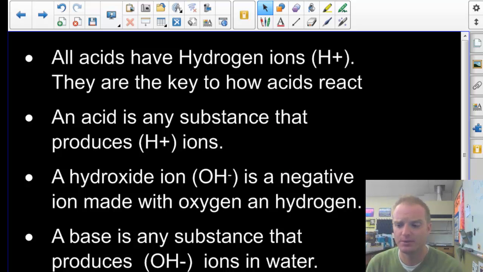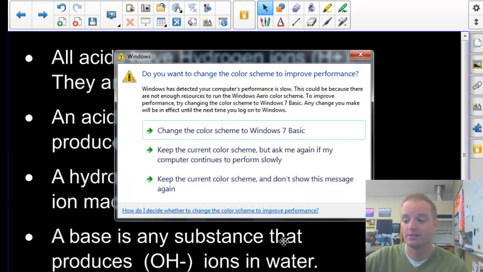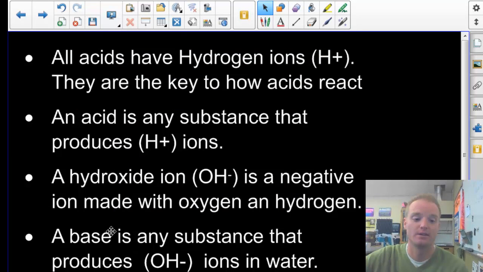Because what happens is, once it reacts with water, those ions separate out. They're kind of floating around looking for something to react with. So in water, they form H+ ions. On the other side of that, we have bases. This is why we consider acids and bases opposites: acids form the H+, the positive ions, and bases form negative ions. What we get here are hydroxide ions. A hydroxide ion is a negative ion made with oxygen and hydrogen. A base is any substance that produces OH negative ions in water. So acids tend to have those H+ ions, bases tend to produce the OH negative ions in water.